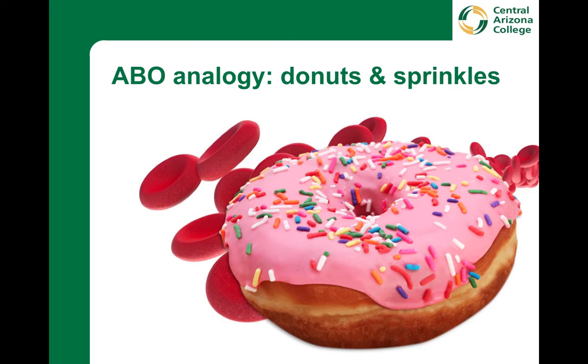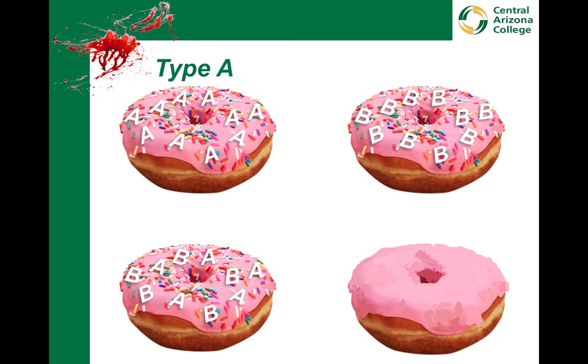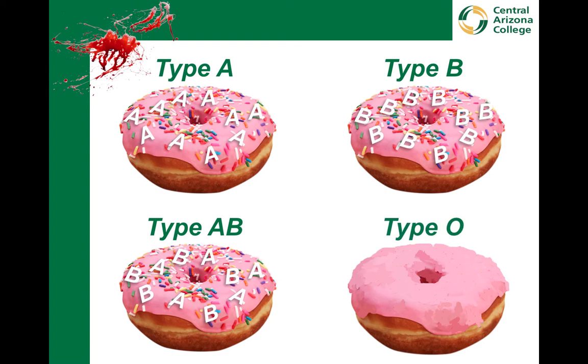Some people have donuts that have on their surface little sprinkles that look like A's. We are going to call those people type A. Some people have donuts with little B's. We call them type B. Some people are kind of greedy and have both A and B sprinkles. We call them type AB. And some people don't have sprinkles at all. We call them type O. I think that this confuses students sometimes because people think that there are O sprinkles. There are none. In other parts of the world, we call them type 0, which makes more sense.